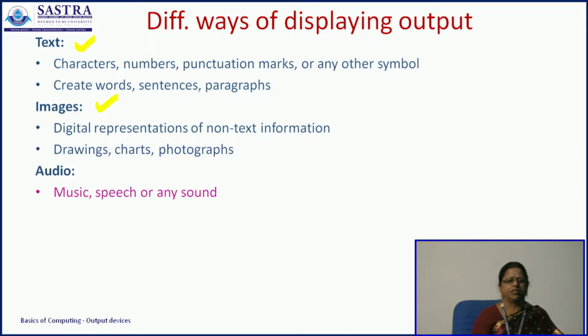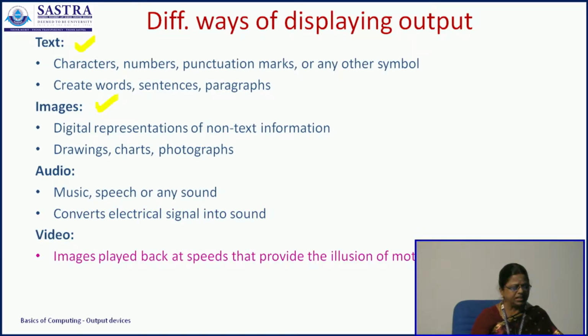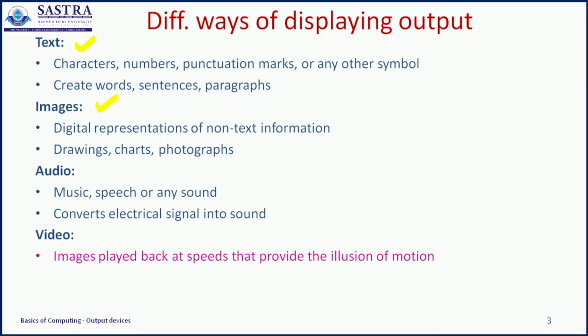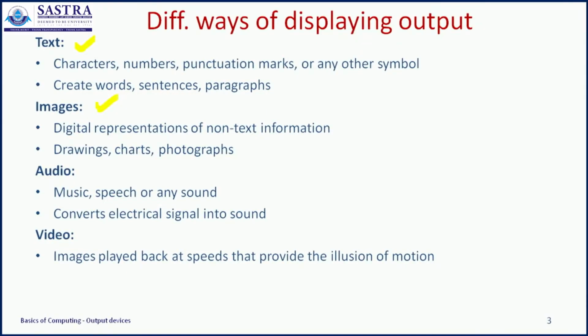Audio is in the form of music, speech or any sound which is converted from an electrical signal into sound energy. Videos are images which are played back at speeds that provide the illusion of motion. What is easier for the eye is 24 frames per second. If there are more frames, we call it fast motion picture. If there are fewer frames, we call it slow motion picture.